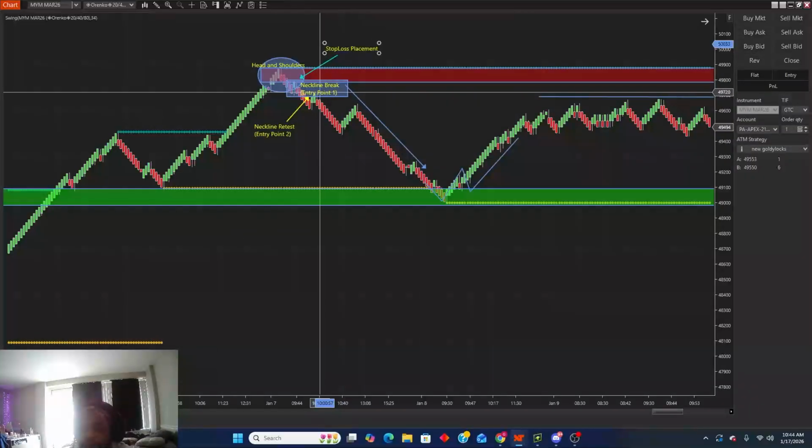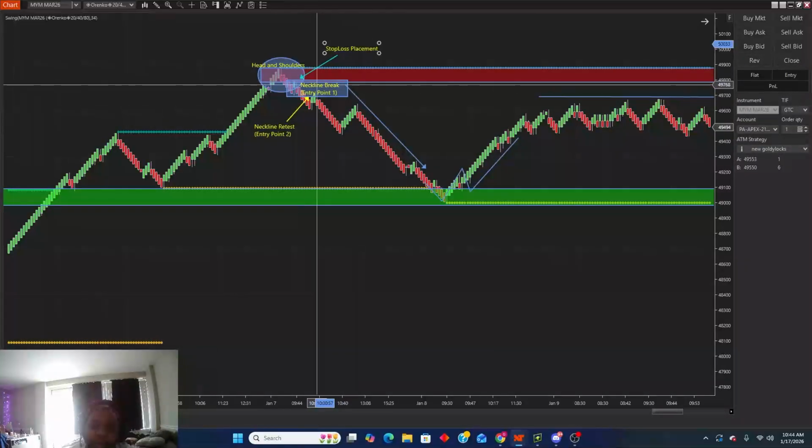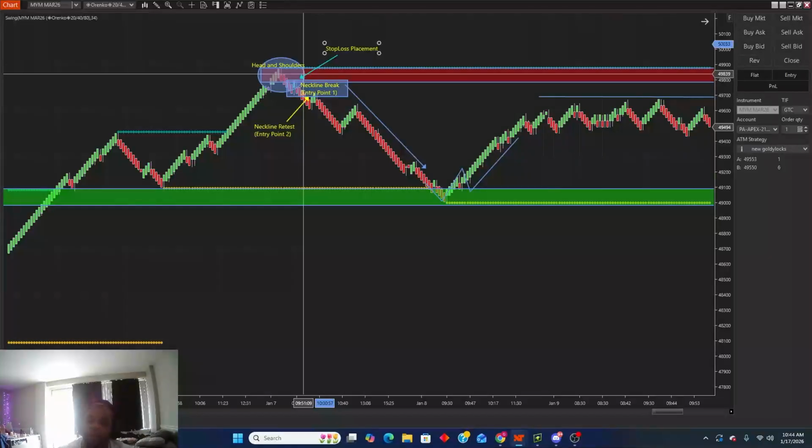But if you get tagged out above here, that's your fault because your stop loss is supposed to be above here. Understand? Understand. That's the first STC pattern, right? Cool.